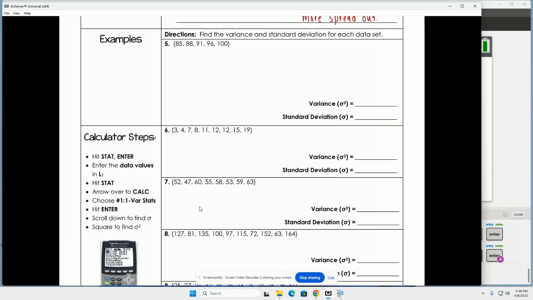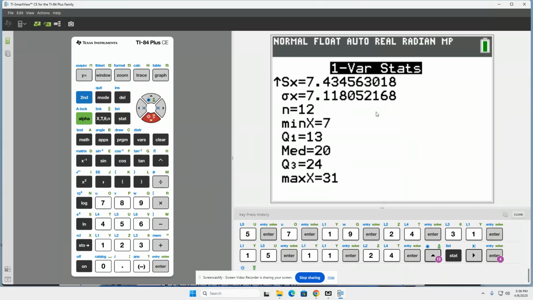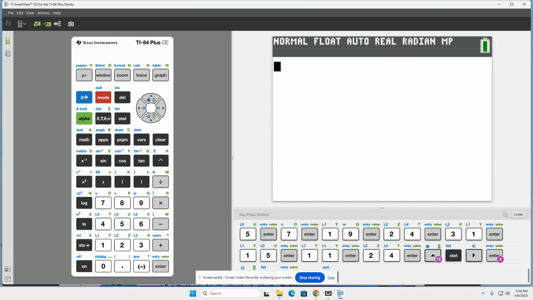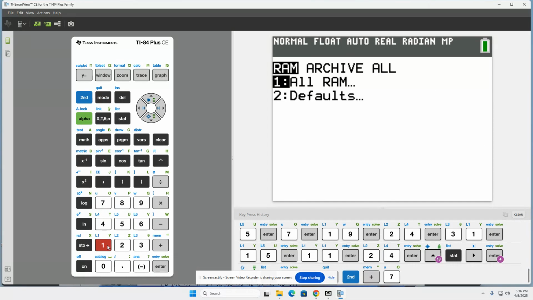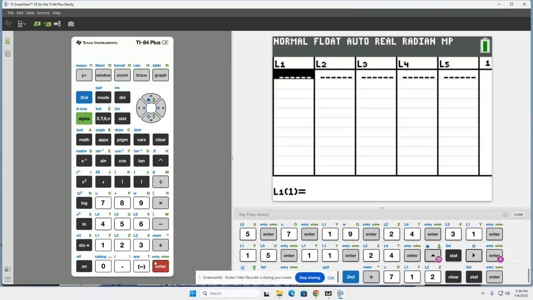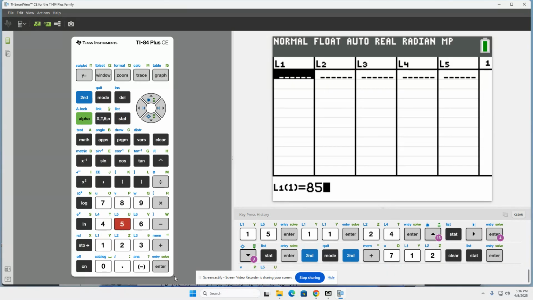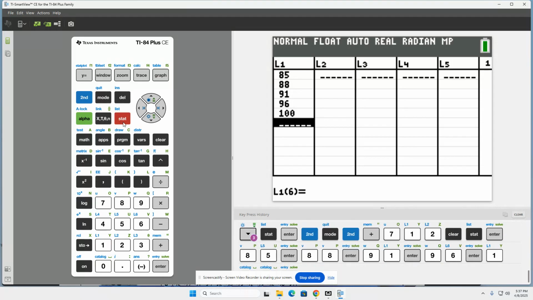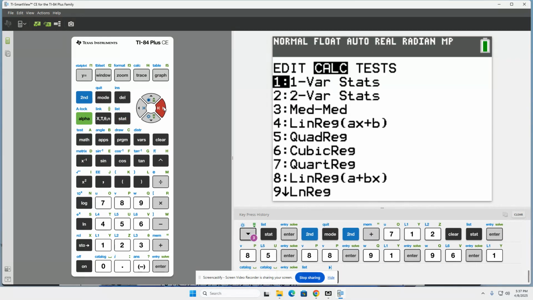Let's do number 5, and we'll do number 7, and then we'll call it a day. So I'm going to go back to stat edit. Actually, you know what? I'm going to reset my calculator, 2nd plus 712, because the last time I put a lot of numbers on there. I'm going to go back to stat edit now, and I'm going to enter these values. I got 85, I got 88, I got 91, 96, and 100.